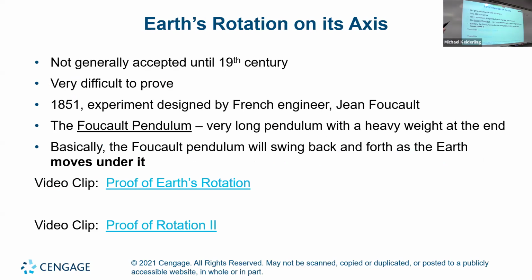Now, the fact that Earth is rotating around on its axis wasn't really generally accepted until the 19th century. This was very difficult to prove because we're on the Earth and everything is moving with us. So it's very hard to show that we're actually spinning and not everything else is moving around us.